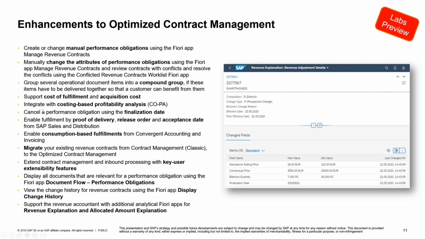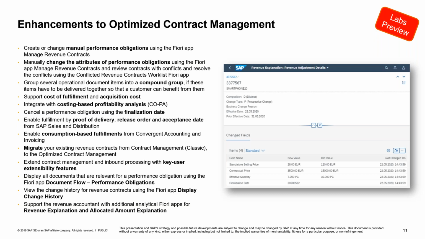Costing-based profitability analysis, costing-based COPA, is still a topic, especially in the on-premise track, and obviously we had to look into that and enable that feature again. Then with the sales SD integration, there's a number of integration scenarios like the finalization date, through a reason for rejection, which could be triggered from SD, proof of delivery, release order, acceptance date. So those items were added.